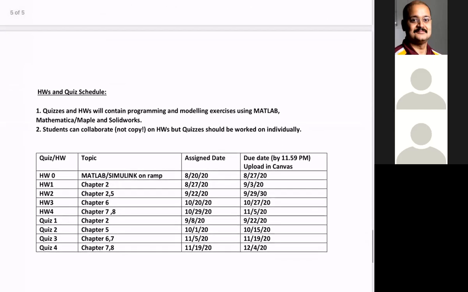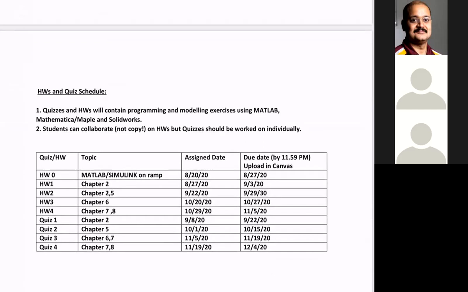Now, I just want to briefly talk about the homework and quiz schedule. I would like to give this in advance so that you can manage your time very well. Some students are taking this class online. Some students are out of state, out of country. So please make yourself familiar with this information.